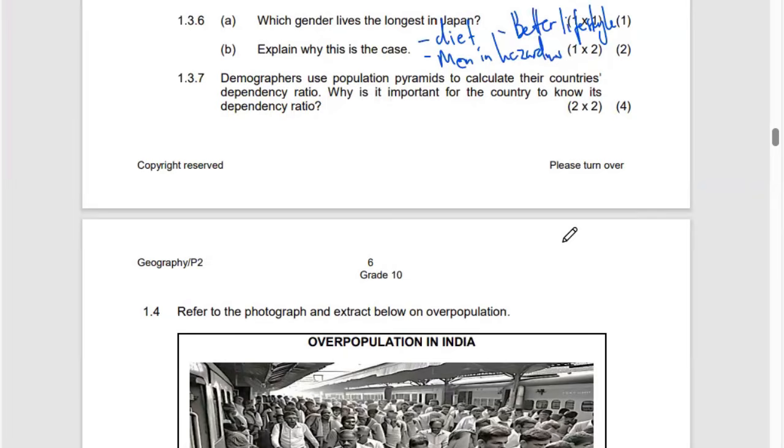Then it says demographers use population pyramids to calculate their country's dependence ratio. Why is it important for the country to know its dependence ratio? We are looking at those people who are to be supported by the economically active, either the young ones and the elderly ones. It's important for planning and decision making.